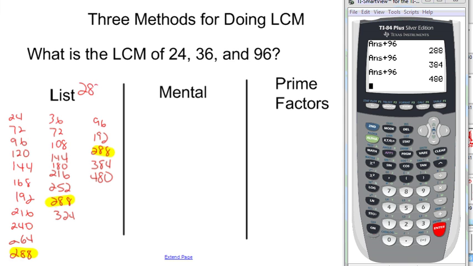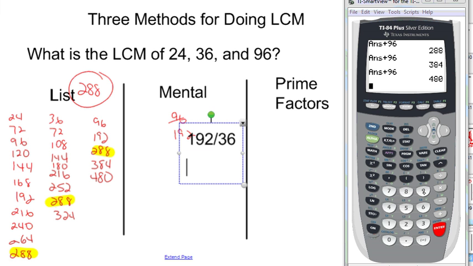Not easy to come up with that list method. You've got to be patient and organized. Mentally, I guess, what's the deal here? Well, this is kind of hard. It's to ask yourself, when you're counting by this 96 list, are the other numbers factors of it? Well, 36 doesn't go into 96, so I'm done there. 192, does 36 go into that? Well, let's see. 192 divided by 36. Oh, I'm sorry. Wrong device.